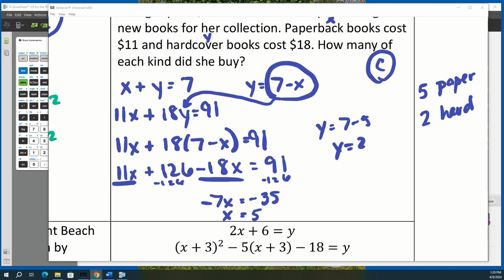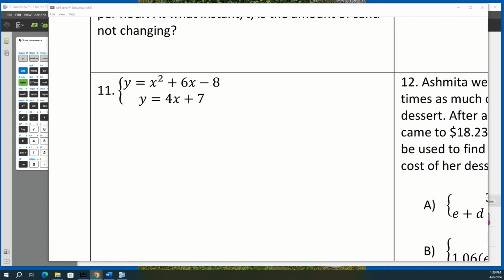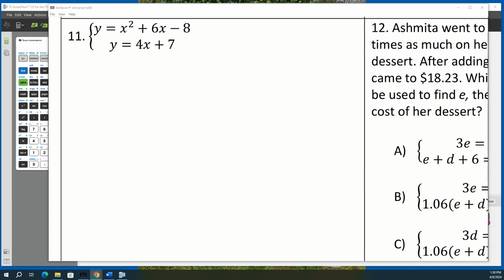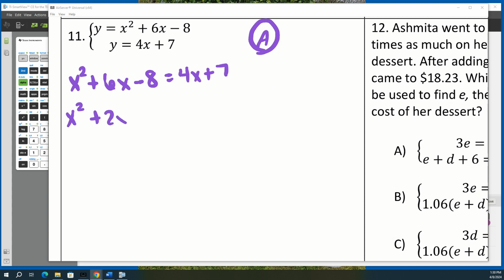All right, we are not doing 9 or 10 because we've already done ones like those on, I guess, Friday. When we saw those, you would do by graphing. But we are going to do 11. All right, so if I chose to do substitution, they are already solved for y. So this would be a, and we'll just set them equal to each other. So if they both equal y, then they equal each other. And then I'll get everything on one side.